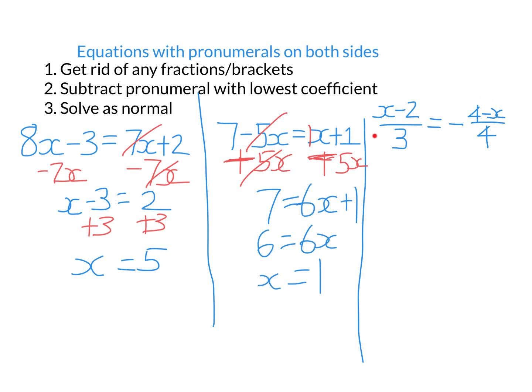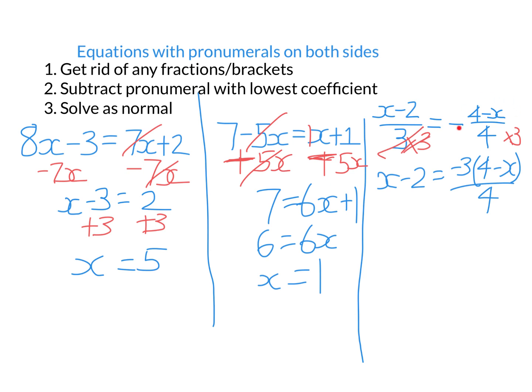All right, let's look at this one here. So here I do have some fractions as well as the pronumeral on both sides of the equation. So first step, I'm going to get rid of the fractions. So to get rid of this fraction, I need to multiply by 3. So when I multiply this side of the equation by 3, of course, divide 3 times 3 just cancel each other out.